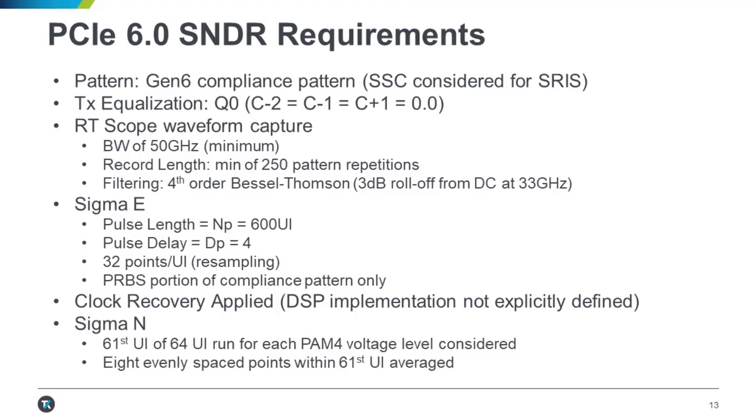Sigma E, we talked about that a little bit. So this pulse length, this is really the part that we've extended much further. So this is that tail of the pulse. So we're taking out 600 UI, right? So this is a big deviation then from what we've seen in IEEE. Pulse delay for this is kind of the information you get before that pulse, and we're requiring 32 points per UI, which can and most likely will involve resampling to get you to 32 points per UI.